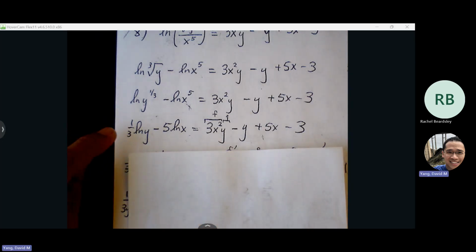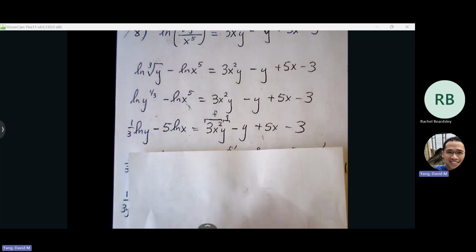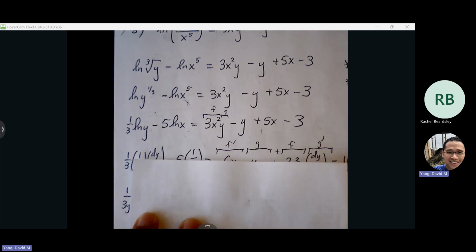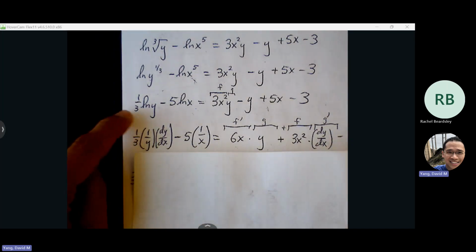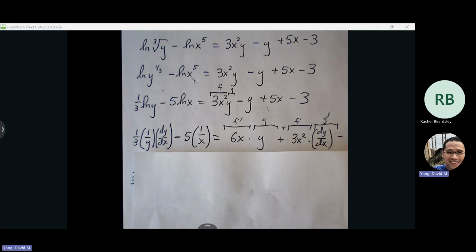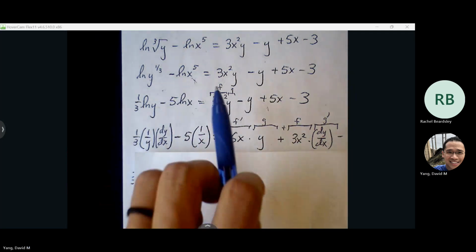Okay, so now ready for each term. We know there's implicit. We see 3 y variables, so we're ultimately expecting 3 dy dx to show up. 1/3 natural log of y becomes 1/3 times 1 over y dy dx. 5 natural log of x becomes 5 times 1 over x.